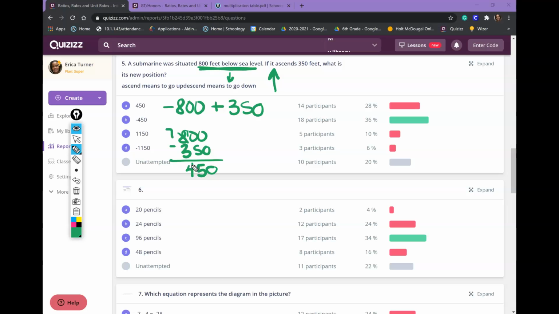After we subtract, we take the sign of the largest number. In this scenario, my largest number is 800 and the sign is negative, so I'm going to put a negative on the 450. That means my answer has to be B.